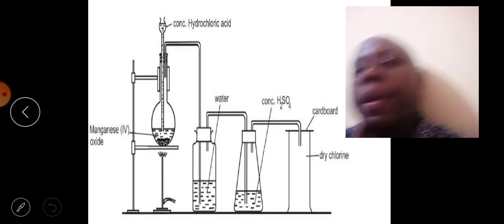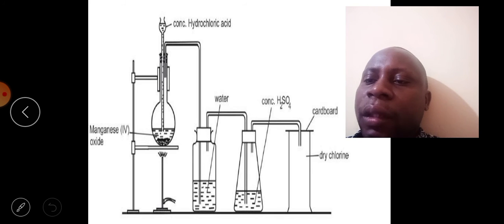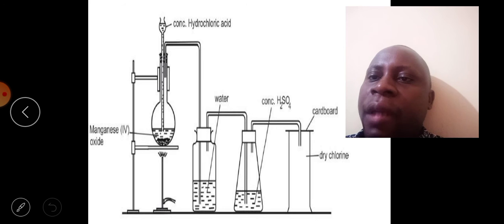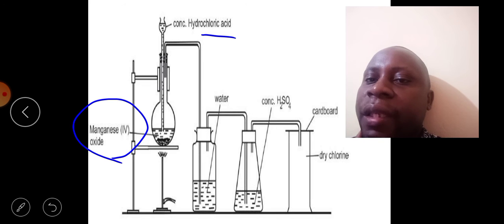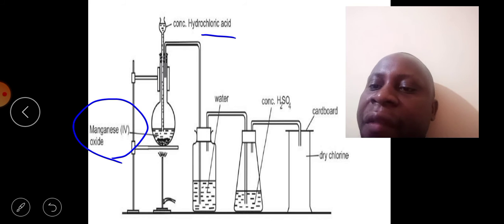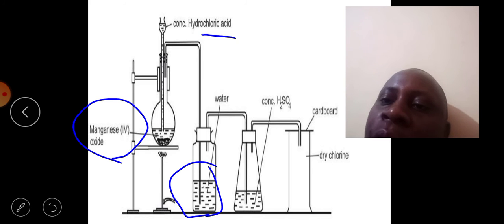So, we have said that once the hydrochloric acid comes into contact with manganese 4 oxide, chlorine gas is evolved. Okay. So what do you think is the reason of water here in the first reagent bottle? What do you think is the purpose of that water? This water is supposed to be warm. We are supposed to use warm water here.